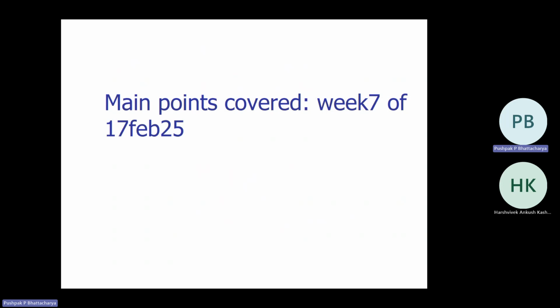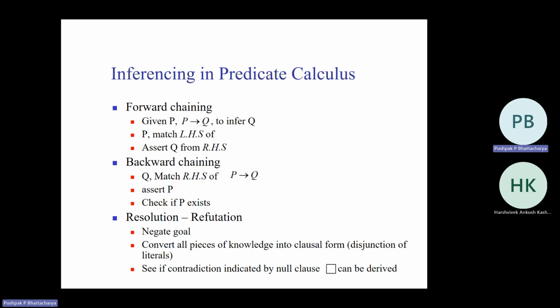Now, what we did before midsem, the week before midsem, is that we did three kinds of inferencing in predicate calculus: forward chaining, backward chaining, and resolution refutation. In forward chaining, you start with facts and reach the goal. Backward chaining, you reach the goal, come back to the facts to support the process. Resolution refutation is essentially proof by contradiction.